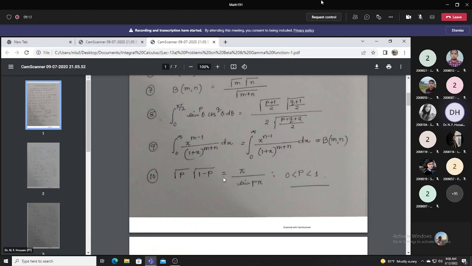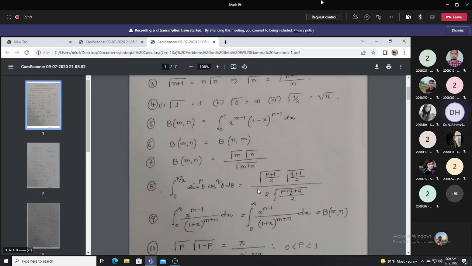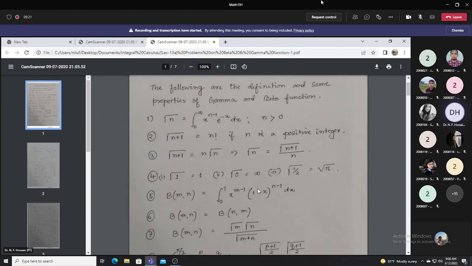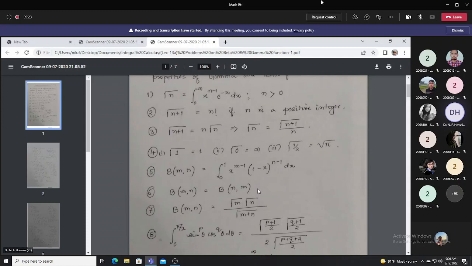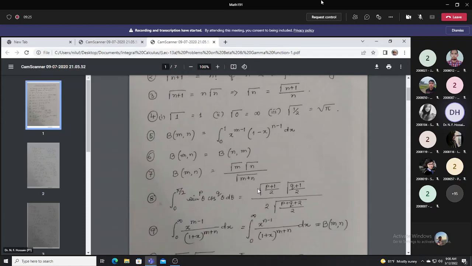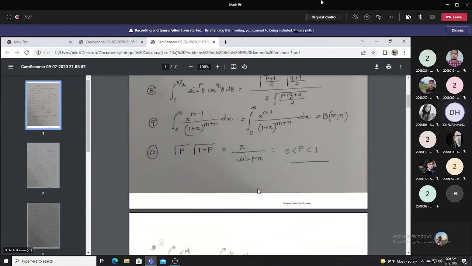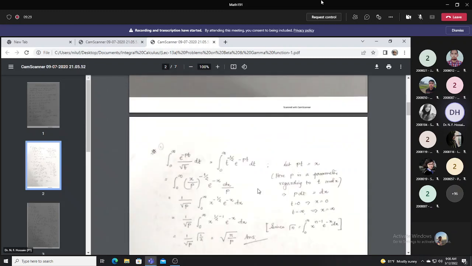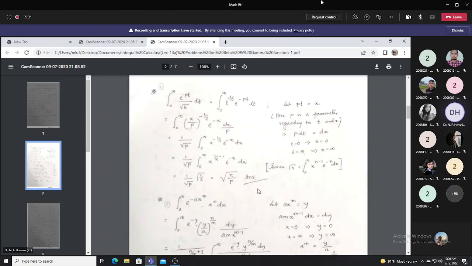Gamma p into gamma 1 minus p equals pi divided by sine of p pi. So these are the results, definition, and the important properties. There may be more properties, but these are the gist. Doing math, these results are very, very important.